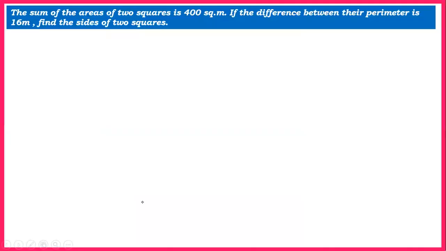Now, this is the screenshot, or you can say the snapshot, of the paper. This is how the question looks like. Question number 3, which was asked in the paper. So this is the particular question we are talking about. The sum of the areas of two squares is 400 square meter. The difference between the perimeters is 16 meter. Find the sides of the two squares.